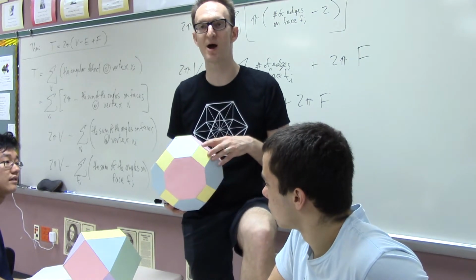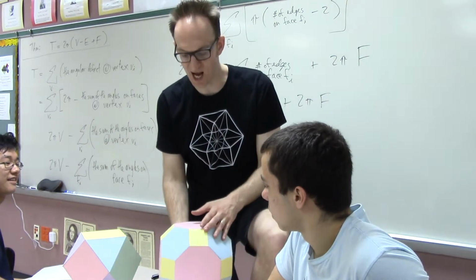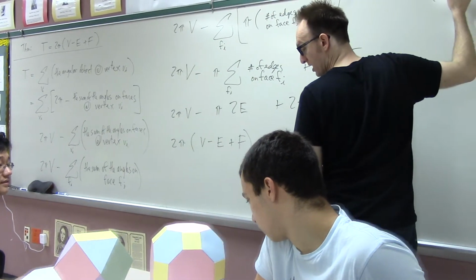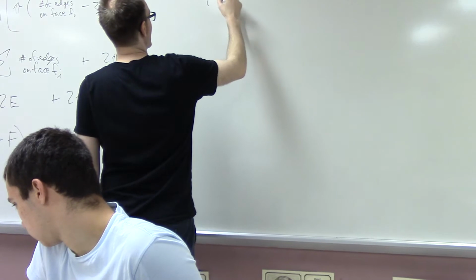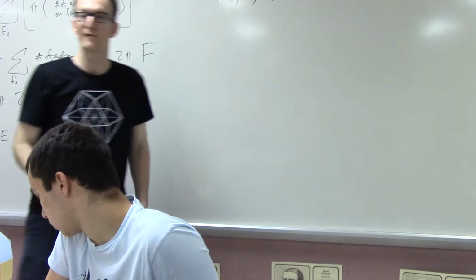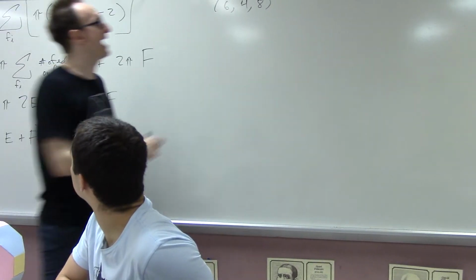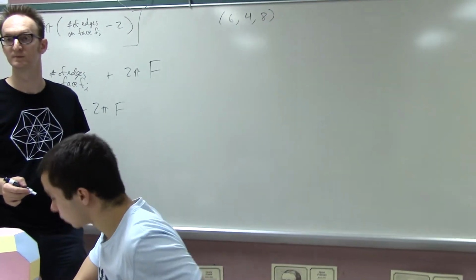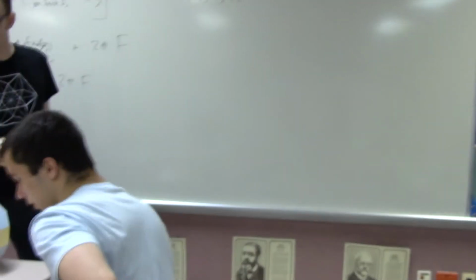Say hexagon, square, octagon. Hexagon, square, octagon. Good. So this Archimedean solid is associated with hexagon, square, octagon. Good. From this alone, I claim that we can quickly tell how many vertices there are. Ready? Say ready. Ready. Good, let's do it.